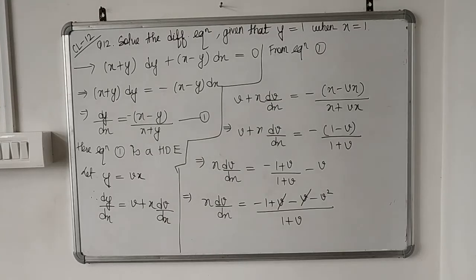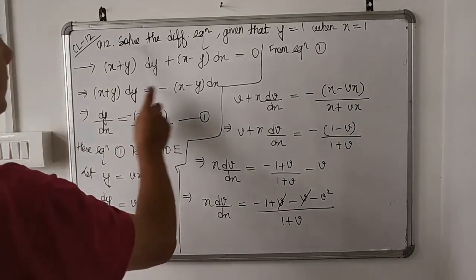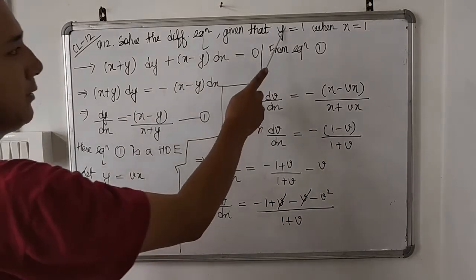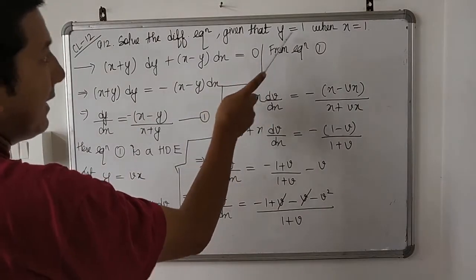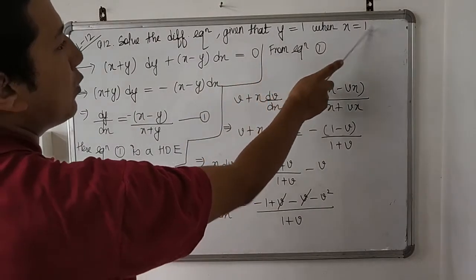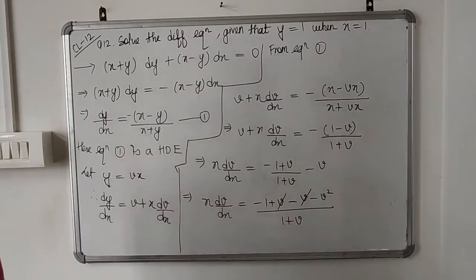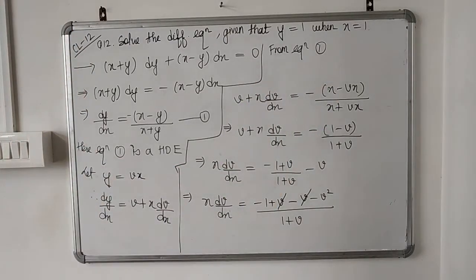So in today's class we'll start with question number 12. The question is: solve the differential equation, given that y is equal to 1 when x is equal to 1. Okay, so this is the question given to us. Solve the differential equation when y is equal to 1. Given that y is equal to 1 when x equals 1, it means we need to find the particular solution. We also have to find the value for the constant c.